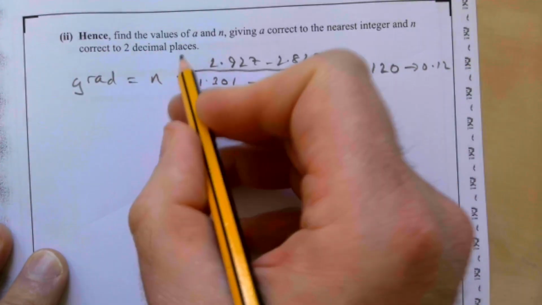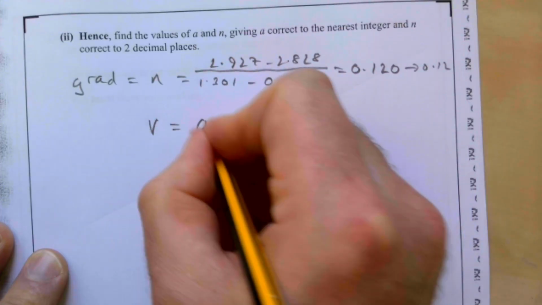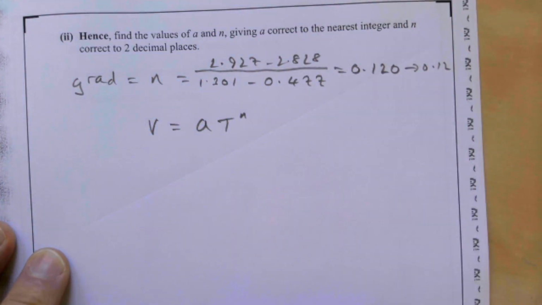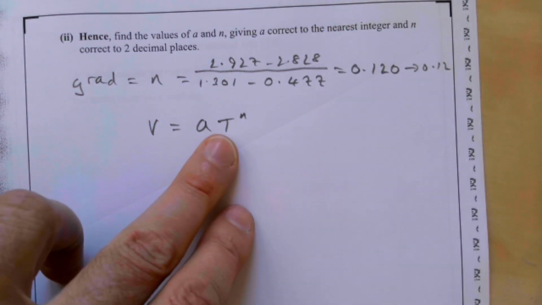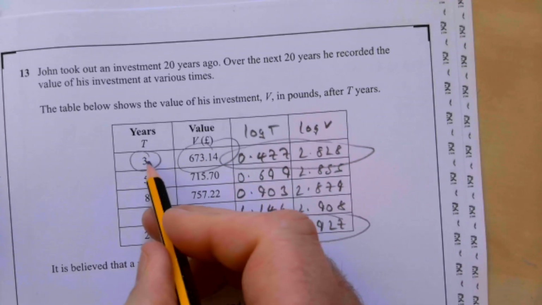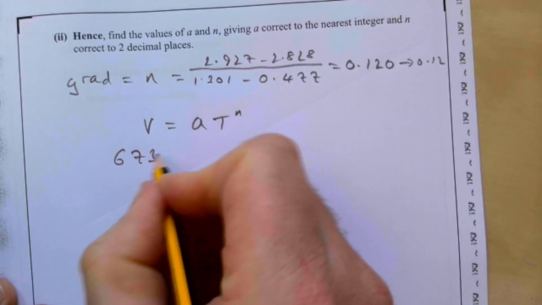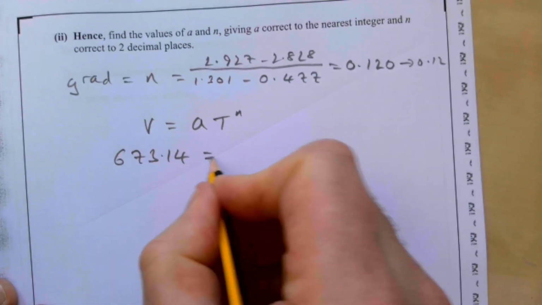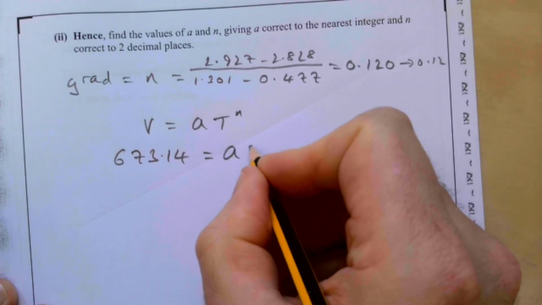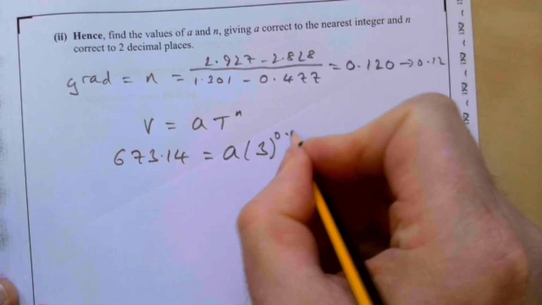A couple of different ways then to work out the a. I'm going to go this way. v equals a t to the power of n, and I'm going to take values that I know. Because it's the v and the t, not the log v and log t, I'm going to take these ones here. So my t value is 3 and my v value is 673.14. So 673.14 equals a times 3 to the power of 0.120.